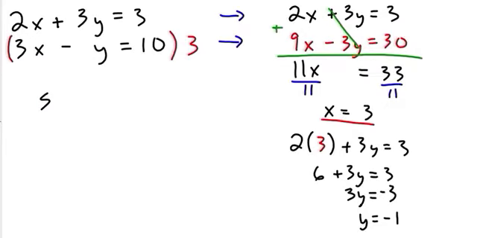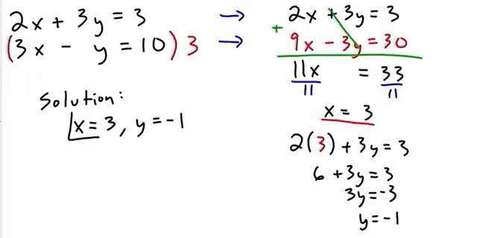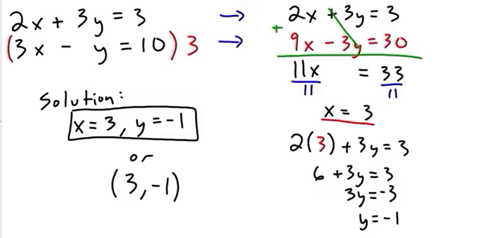So then here's my solution. And remember, I can write it two ways. I can either write it as x equals 3, y equals negative 1, or I could write it as 3 comma negative 1, an ordered pair, where x is 3 and y is negative 1. Okay? And there's my solution.